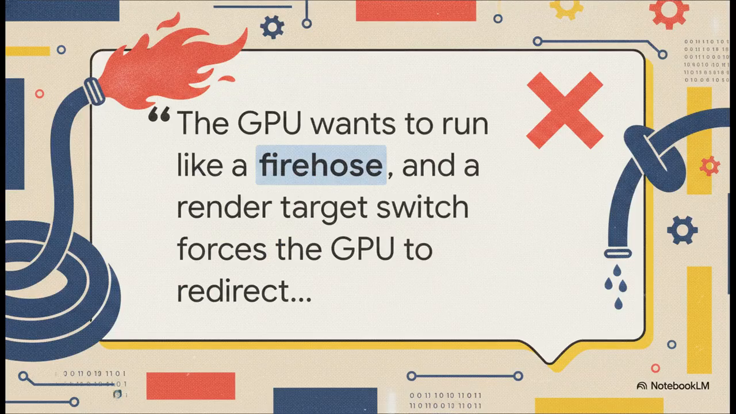I actually love how the official Flutter documentation explains this. It says, the GPU wants to run like a fire hose, and a render target switch forces the GPU to redirect that stream temporarily and then direct it back again. It's such brilliant imagery, right? It paints a perfect mental model. You are literally kinking the hose of your device's processing power, and that completely destroys your rendering throughput.